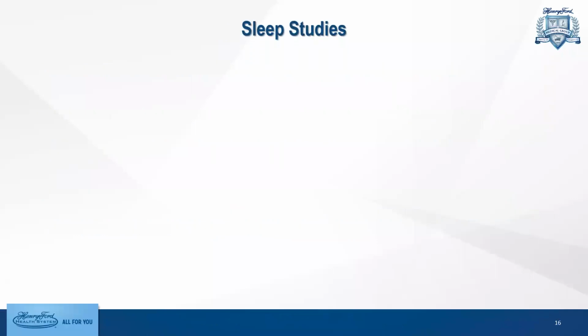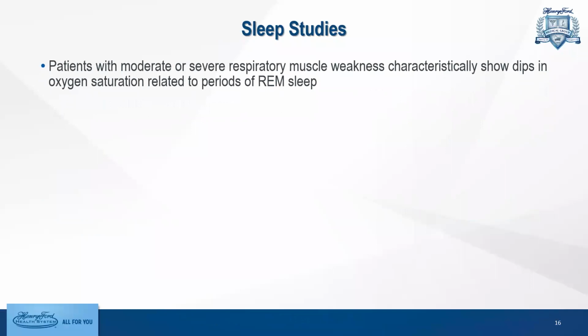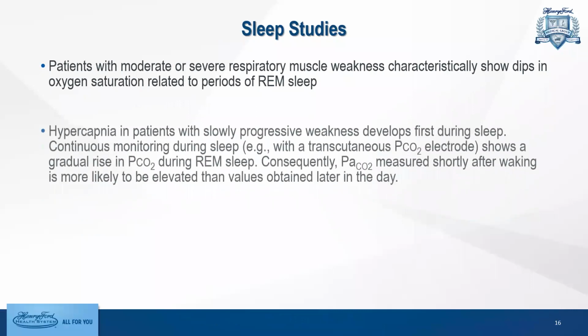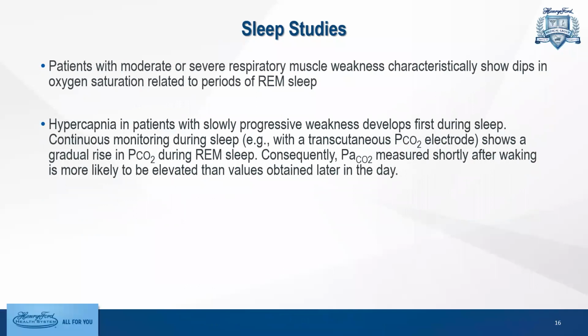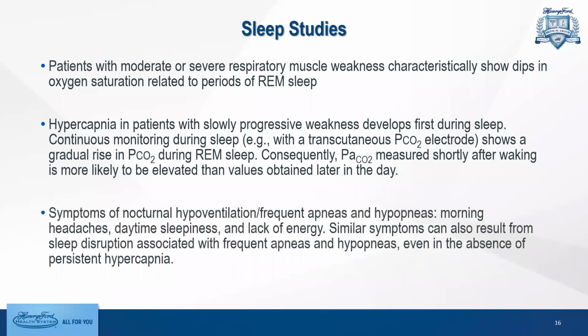How about sleep studies? Basically, with moderate to severe respiratory muscle weakness, you're going to have oxygen desaturations during REM sleep, especially since you're going to run into muscle paralysis during REM sleep. At the beginning, whenever you have muscle weakness, your hypercapnia usually starts developing during sleep. Sometimes, if you have somebody in a sleep lab and you're continuously monitoring CO2, you can see a gradual rise during REM sleep. Early morning after waking up, it's going to be more elevated than during the day.